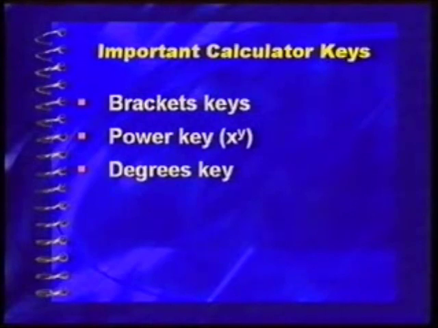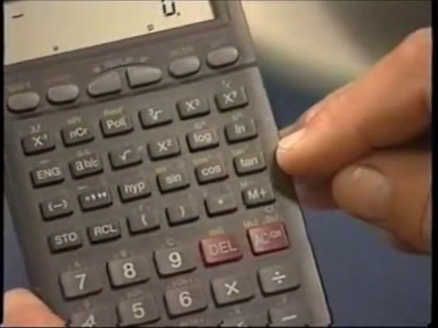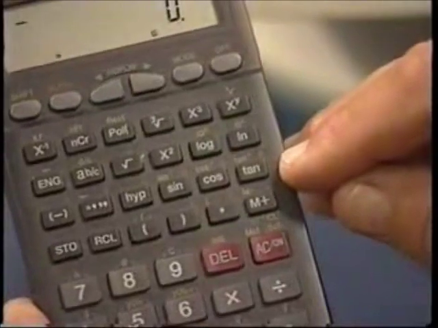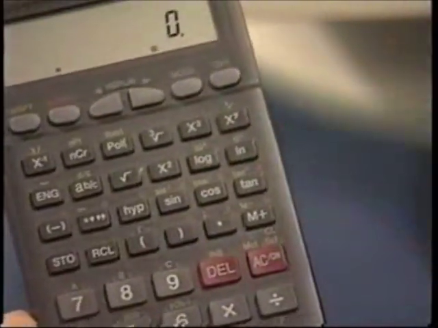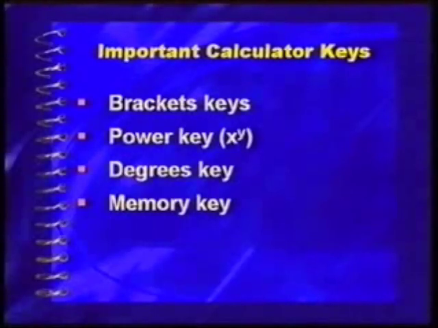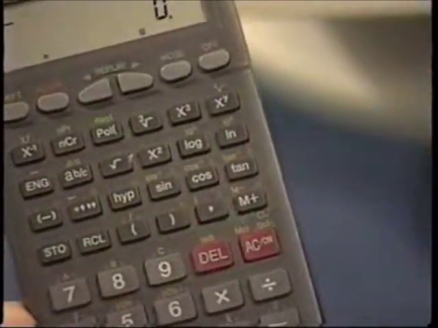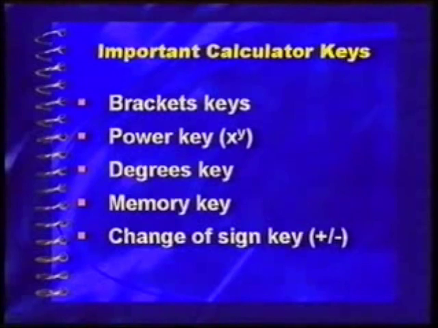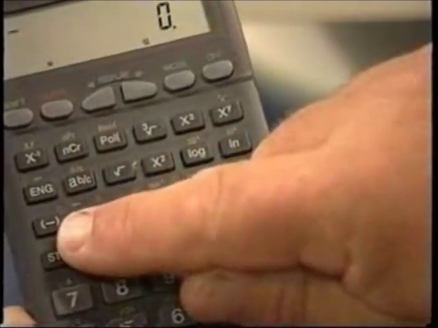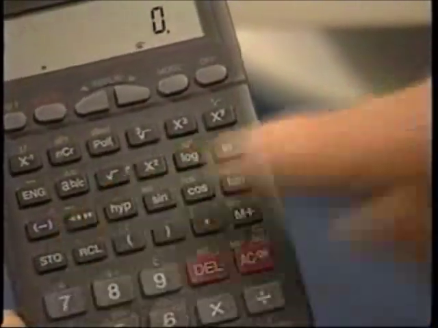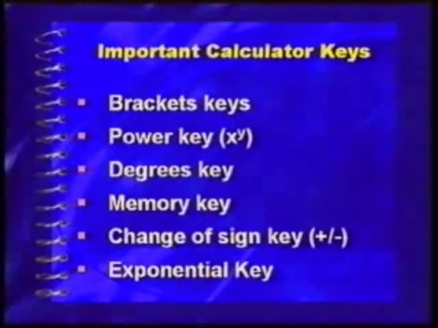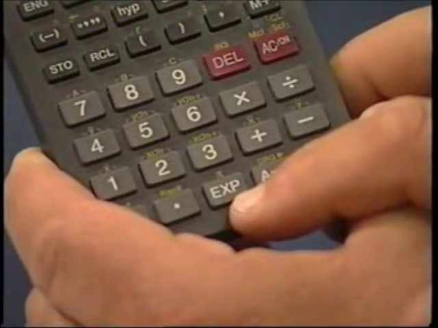Degrees, to change between degrees and radians, we need that later on, perhaps not necessarily in this subject. Then there's a memory key, M plus here, and another one is a change of sign key, very important on this calculator, that has brackets with a minus in there. And an exponential key you see here at the bottom. Thus, you need a good quality calculator, a scientific calculator.